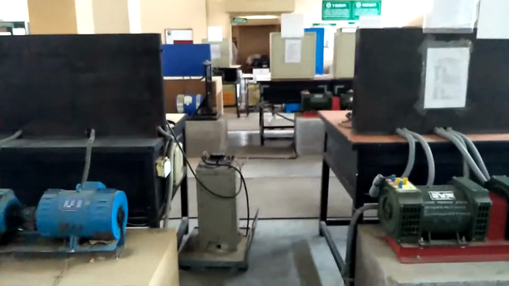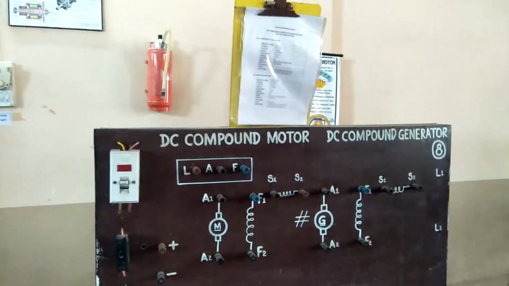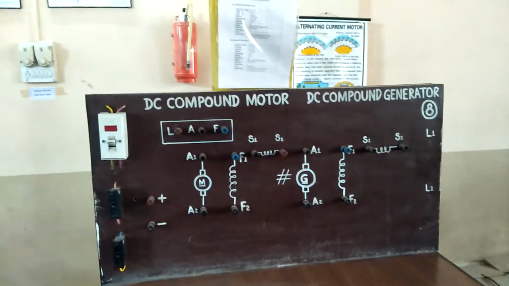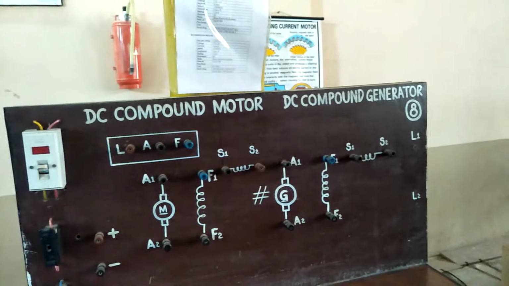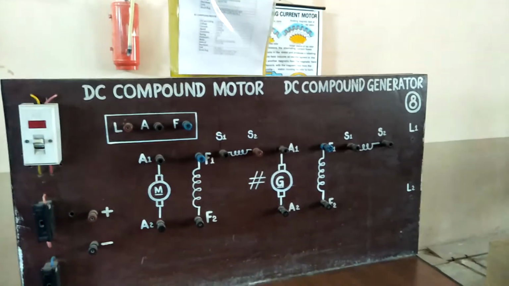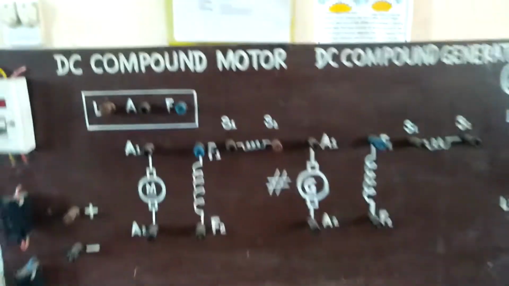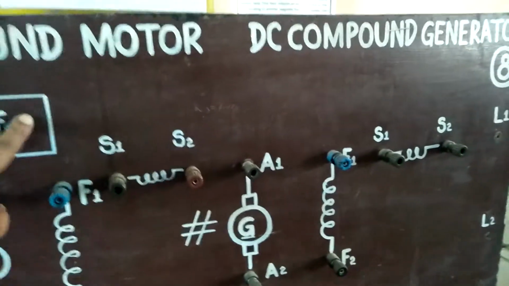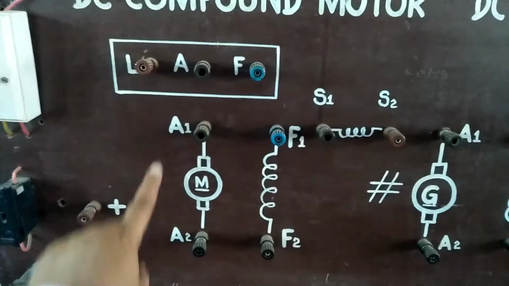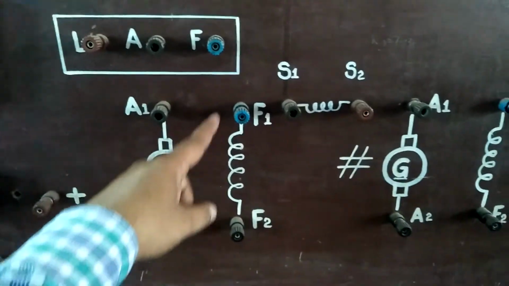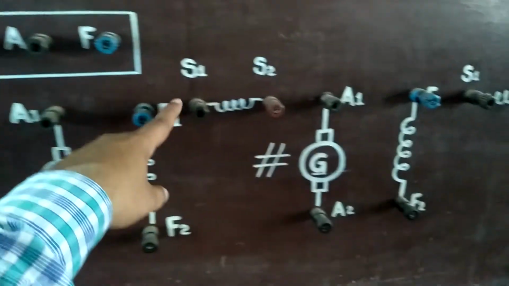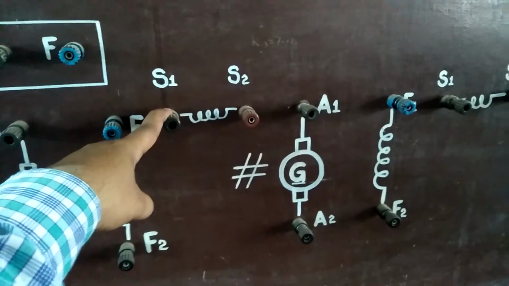We have a DC series motor and DC series generator. Again, this is a compound motor and compound generator. So this is the second type of generator. The DC generator is the compound generator, so we can make it cumulative compound and differential compound. Already we have seen the LAF starter terminals, then these are the motor terminals, this is your field terminal of the motor, and this is the extra series winding.